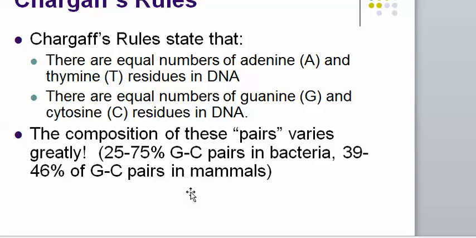So some species have more GC pairs than others, some have more AT pairs than others, but this is one of the ways that a banana doesn't talk, and a banana doesn't grow hair, and a banana doesn't teach chemistry on YouTube. Okay? So with that said, we'll take a stop here.